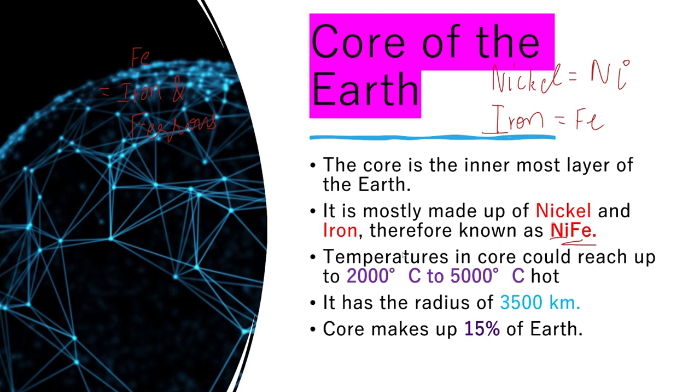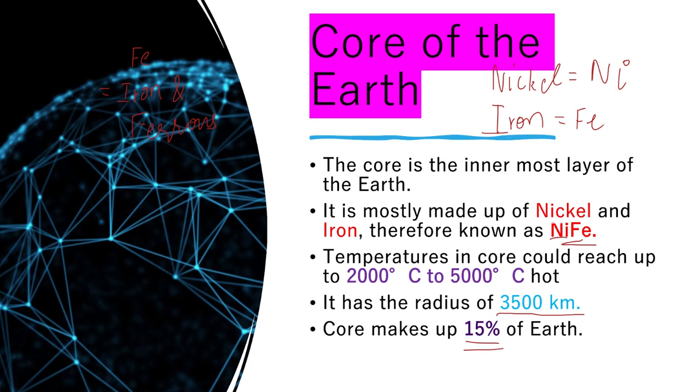So the temperatures in the core could reach up to 2,000 degrees Celsius to 5,000 degrees Celsius hot. It's really hot. That's why we can't survive the layers which are below the crust, because they're really warm and they're actually molten, and one of them is solid. It has a radius of 3,500 kilometers, and it makes up just 15% of the whole volume of earth.